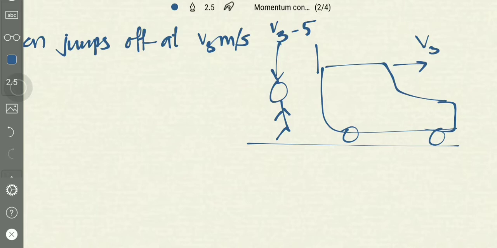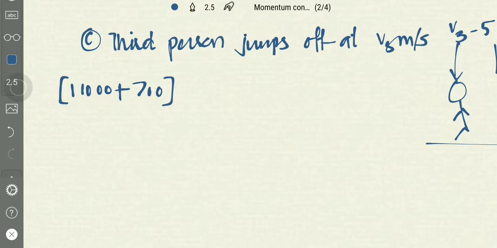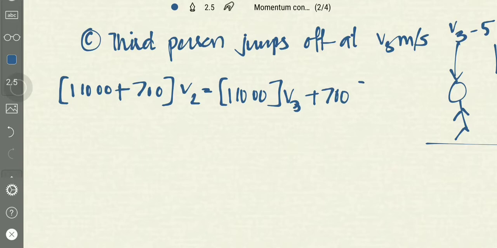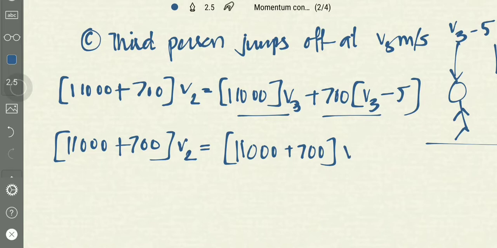So initially, the weight of the car is 11,000 plus one person 700, and it is traveling with a velocity V2. Finally, the car weight is 11,000 newtons into the velocity with which it is traveling, V3, and the weight of the person is 700, and the velocity of the person with which he is traveling is V3 minus 5. If you solve this, 11,000 plus 700 into V2 is equal to 11,000 V3 and 700 V3. So we can write it as 11,000 plus 700 into V3 minus 5 into 700.